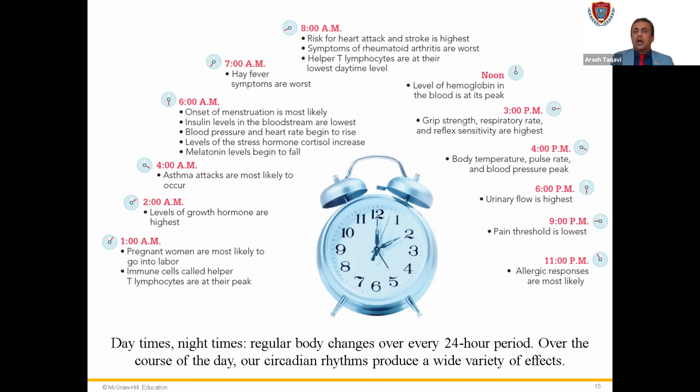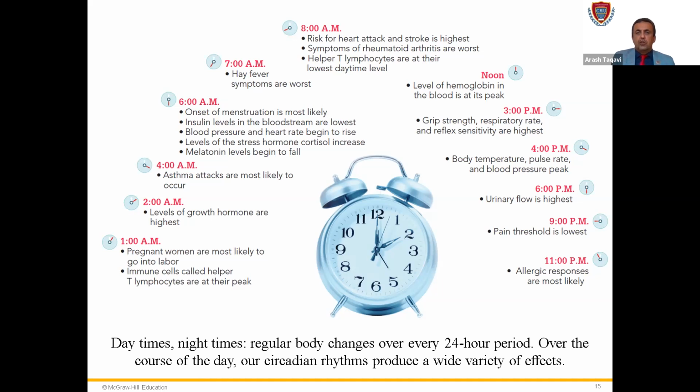Symptoms of rheumatoid arthritis are worst early morning. You say, I have some problems in my joints also, something like rheumatoid arthritis. And helper T lymphocyte cells, or T cells, are at the lowest daytime level. It is T cells for your sleep time. At the beginning of a sleep, it goes up, and at the end of the sleep, it goes down.